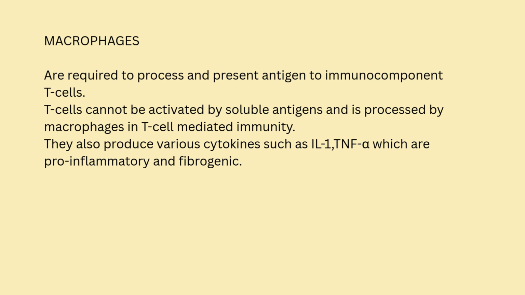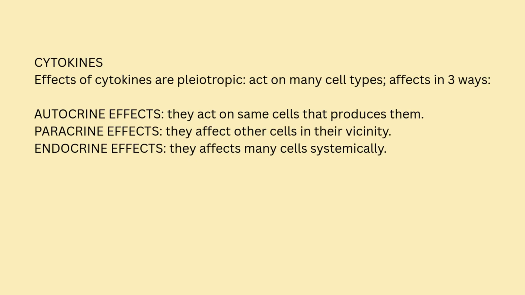They also produce various cytokines like interleukin 1, TNF alpha, which are pro-inflammatory and fibrogenic. Let's talk about cytokines. They have pleiotropic effect, that is they act on many cells and they affect in three ways. First is autocrine effects, which suggests that they act on same cells that produce them. Then there is paracrine effects, that is they affect the other cells in their vicinity. And then there is endocrine effect, they affect many cells systemically.